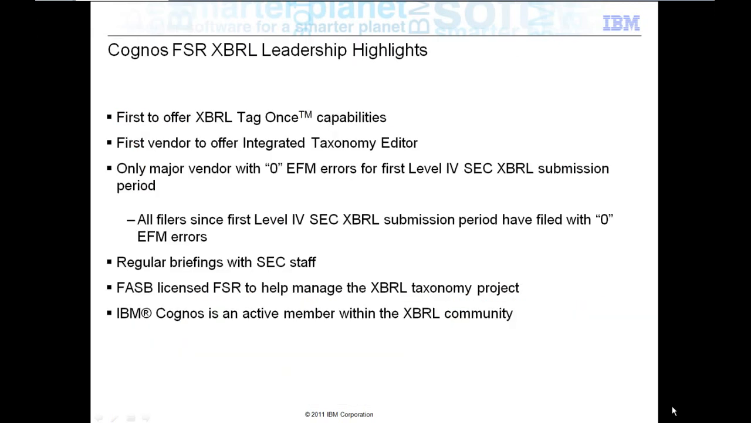Now additionally here, some of Cognos FSR and XBRL leadership highlights around the product itself is that it was first to offer XBRL Tag Once capabilities. We are also the first vendor to offer integrated taxonomy editing capabilities. The only major vendor with 0 EFM errors for the first level 4 SEC XBRL submission period. And note that all filers since that first level 4 XBRL submission period have filed and continued to file with 0 EFM errors. There are regular briefings with the SEC staff.